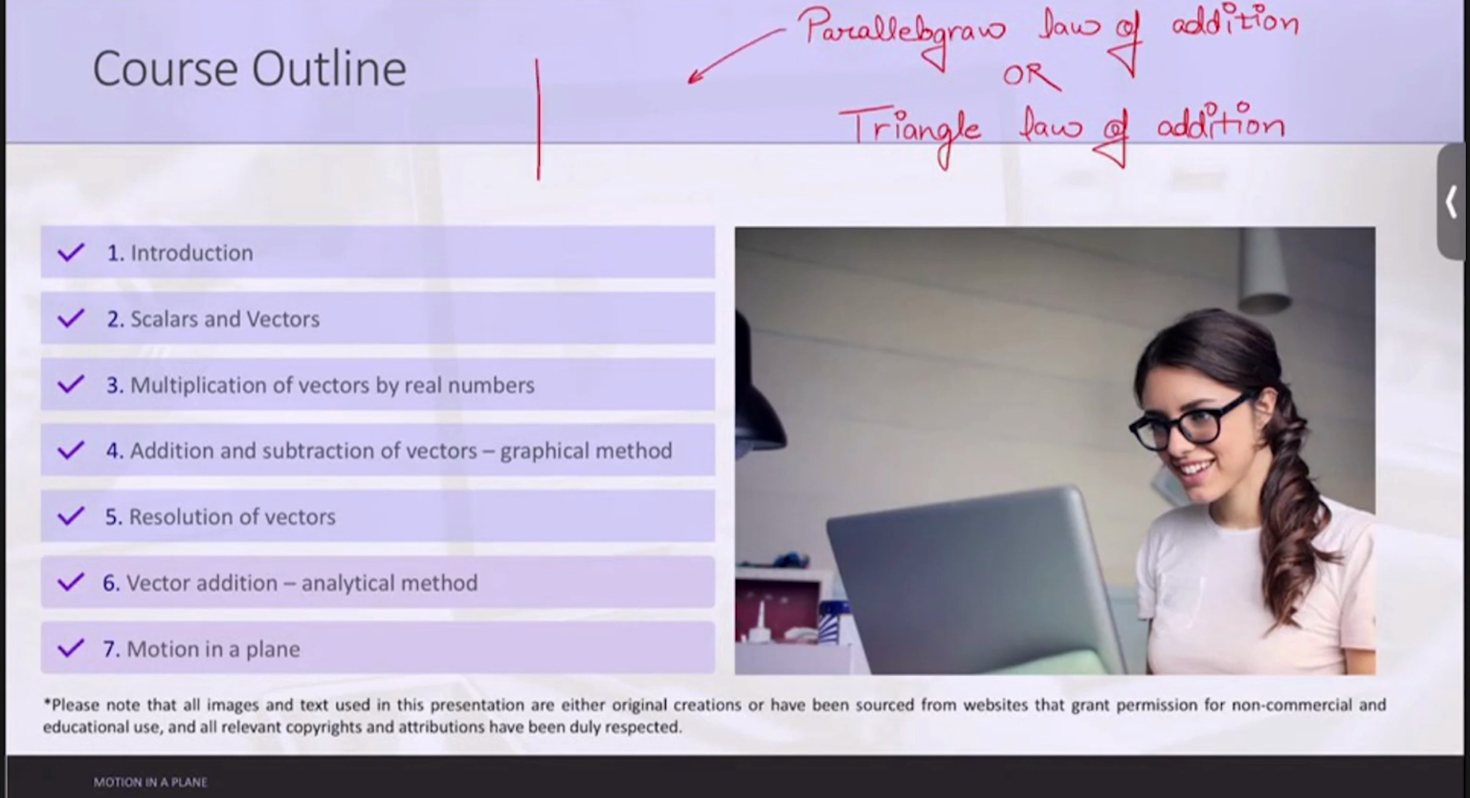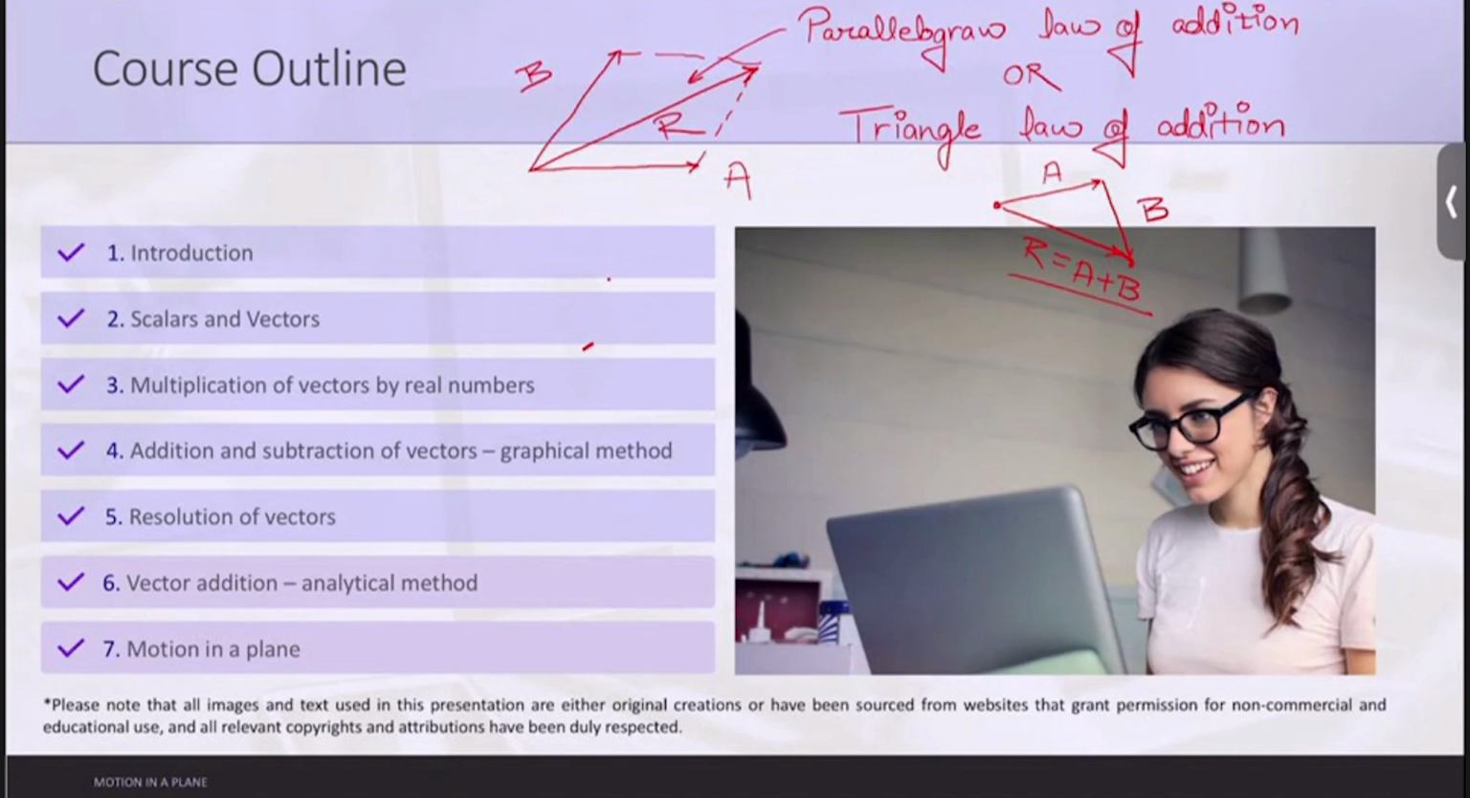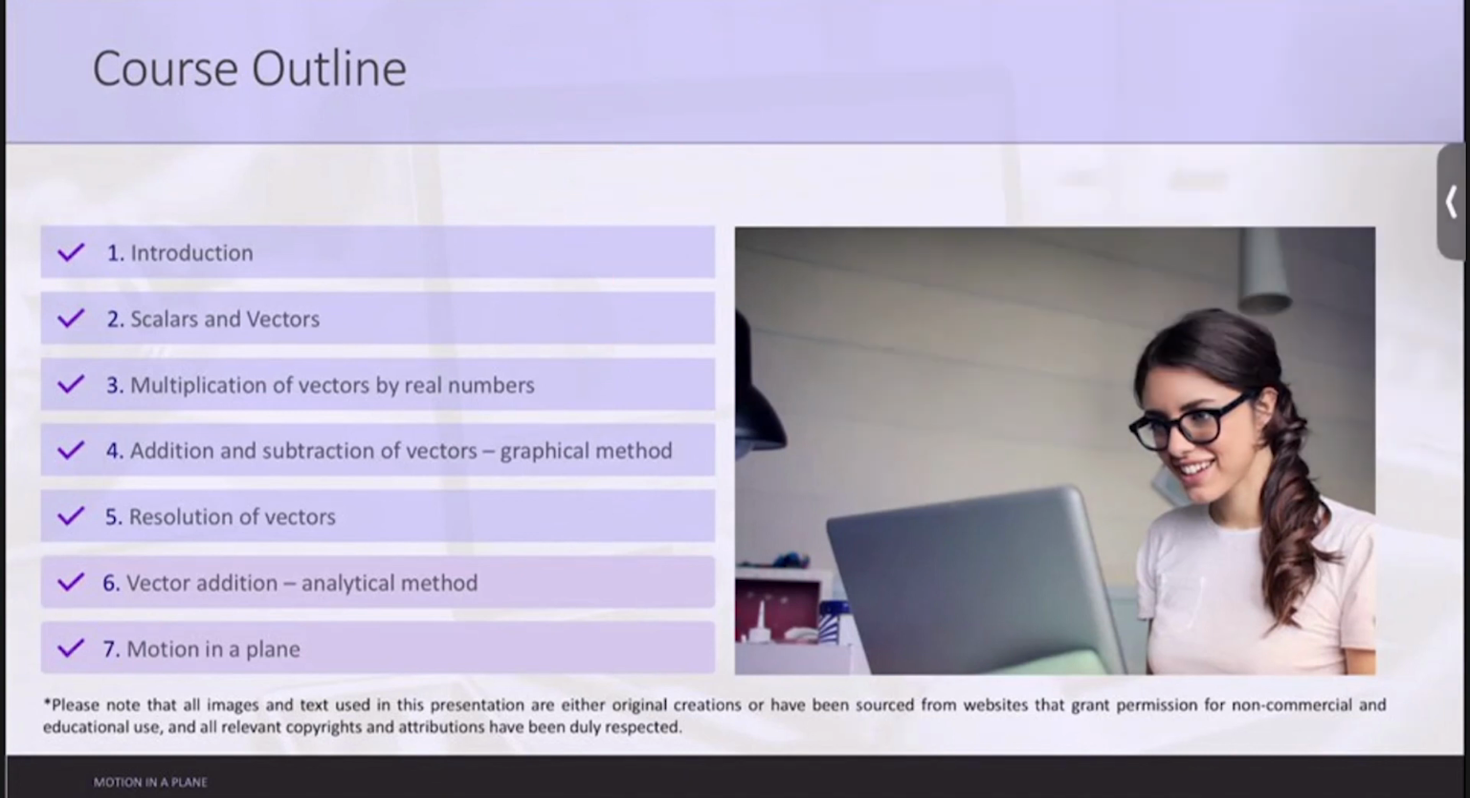The parallelogram law of addition says that, let us suppose there is a vector a and a vector b. Then the resultant will be this vector r, which is the diagonal of the parallelogram being formed here. Similarly, for the triangle law of addition, let us suppose this is vector a and this is vector b. Then the resultant will be from the tail of a to the head of b, which is nothing but equal to a plus b. So that was the parallelogram law of addition and the triangle law of addition.